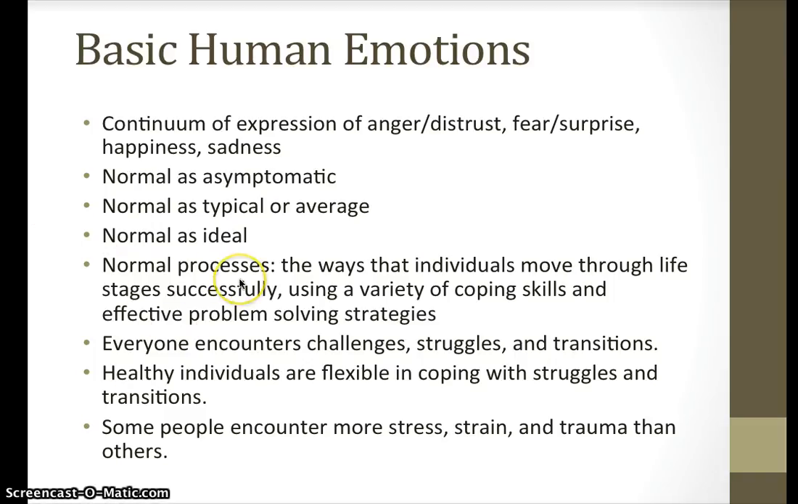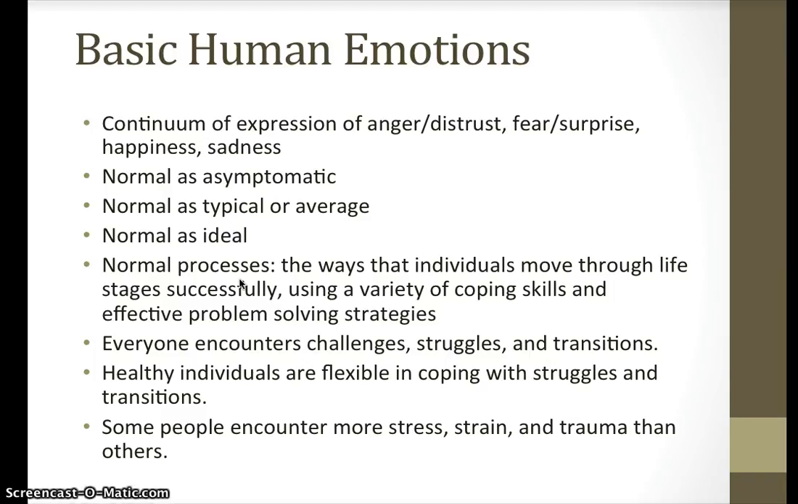But when we talk about normal processes, we're referring to the ways that individuals move through life stages successfully using a variety of coping skills and effective problem-solving strategies. Now that is a definition that I think is very relevant to mental health and mental illness, because everyone has some type of challenge or struggle or transition in their life. And the healthiest individuals among us are going to be flexible in coping with the different struggles and transitions that we face. But not everybody encounters the same level of stress, strain, or trauma.